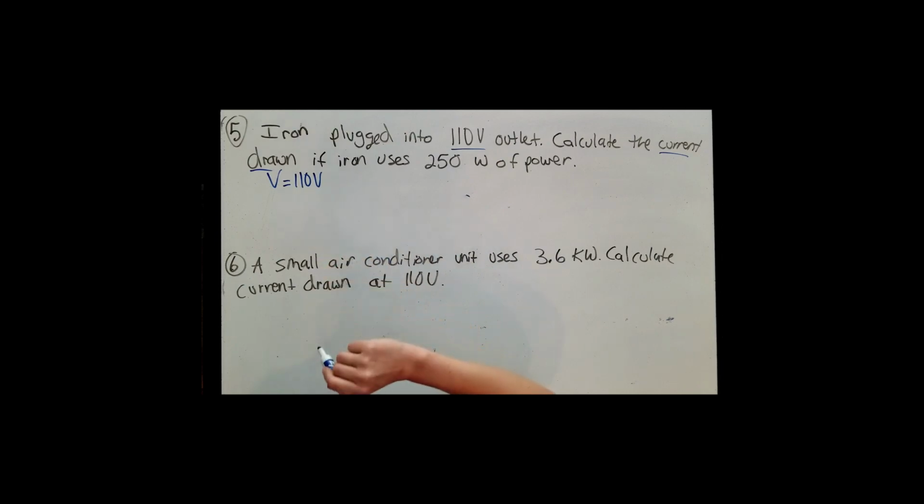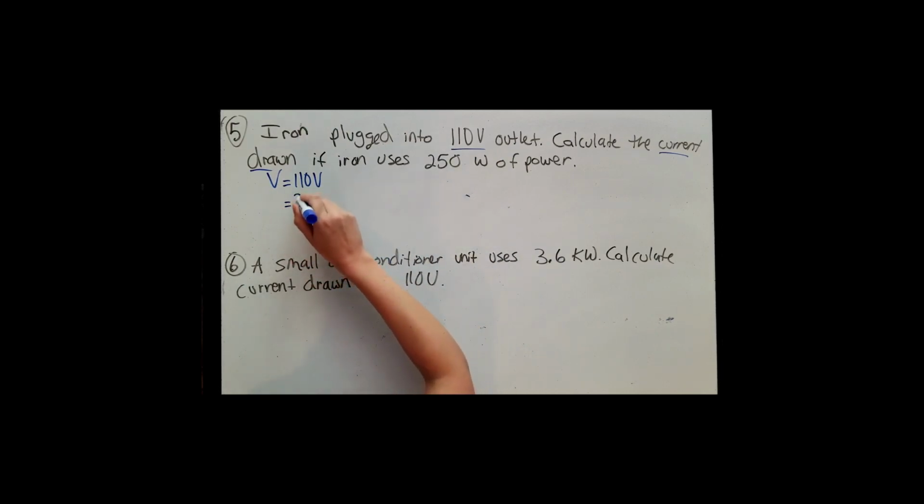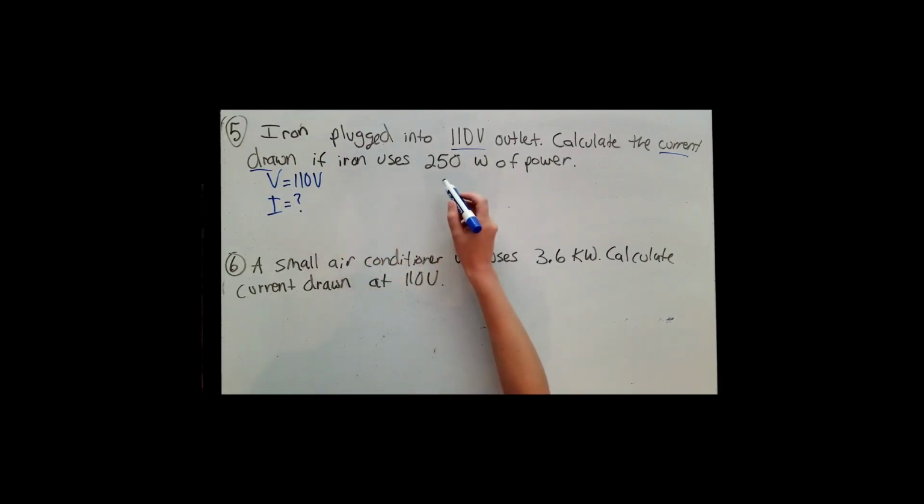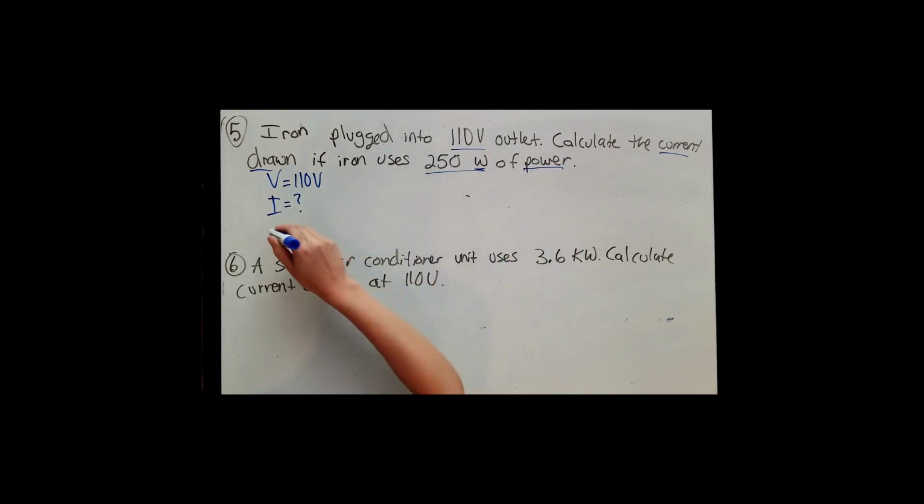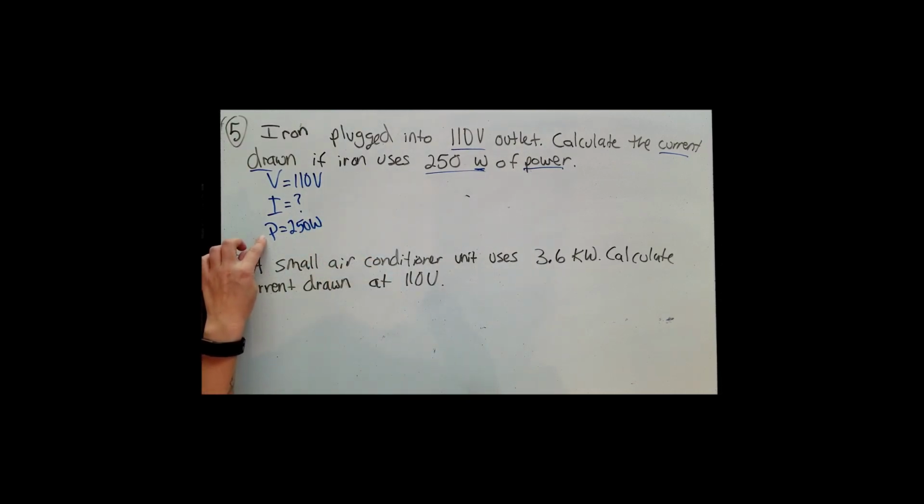Okay, so what is current? What letter does current belong to? What variable? I. And it says the iron is using 250 watts of power. So it's telling us that that watts is a power, but if it didn't say the word power, we could figure that out based off of the units. So the 250 W is the power.